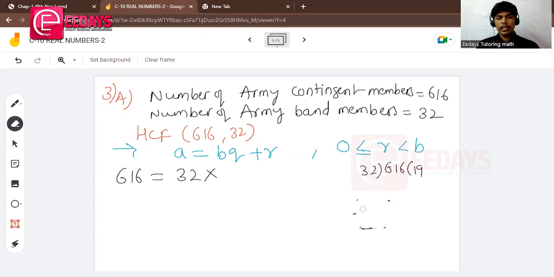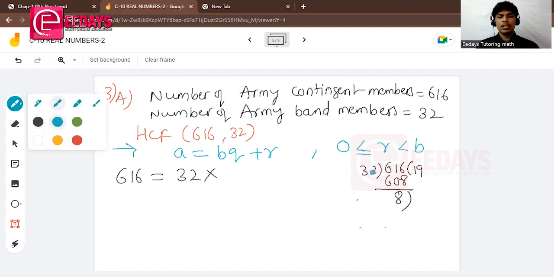Yeah, 32 into 19 will get 608. Let's write it here. 608. After subtracting, what will we get? So 608 minus... we will get 8 as the remainder. Now the next step, I think everyone knows. So we couldn't get the remainder 0. You can take 32 here, 32 as a dividend here.